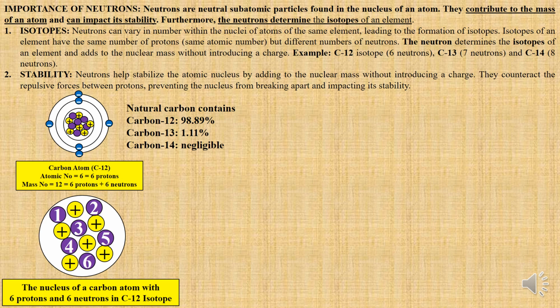So atomic number is the number of protons in the nucleus and mass number is the sum of protons and neutrons present in the nucleus of that particular atom. So the nucleus of carbon atom contains 6 protons and 6 neutrons. Therefore, its mass number is 12.